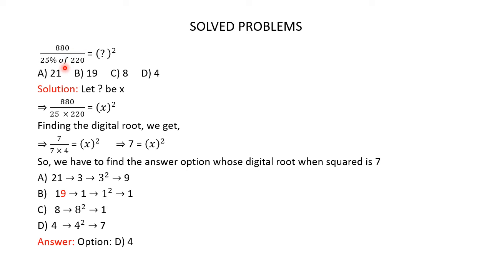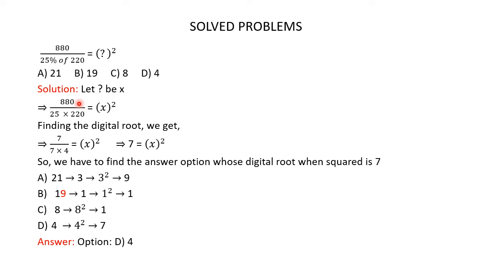880 divided by 25% of 220 is equal to question mark squared. You are given 4 answer options here and you have to find out which of these answer options can replace the question mark in the given equation. So let question mark be x. You can ignore the percentage sign here. Also replace "of" with multiplication sign. So now you have 880 divided by 25 multiplied by 220 is equal to x squared.